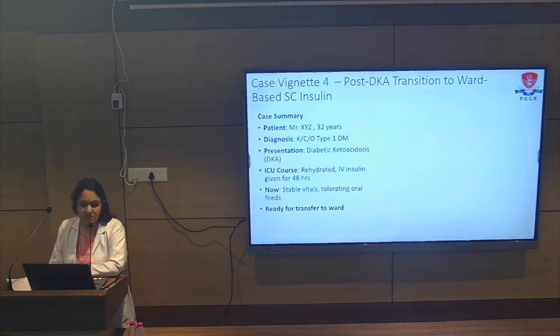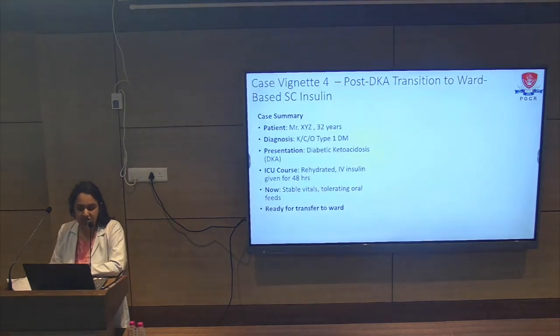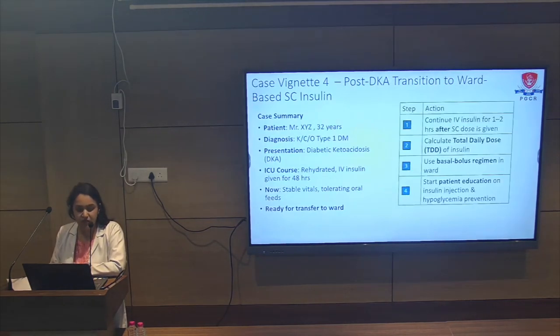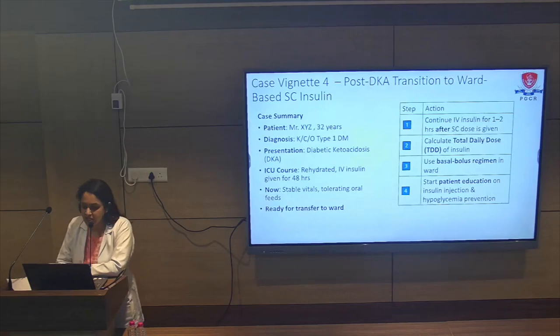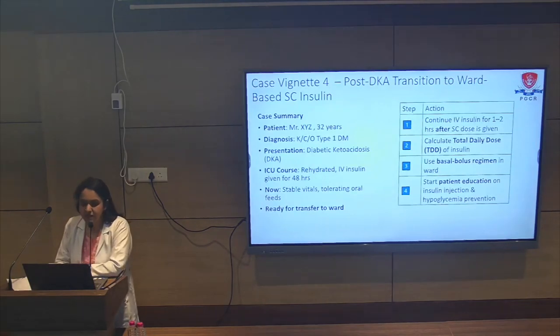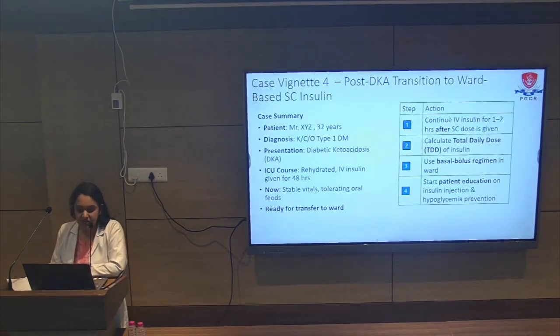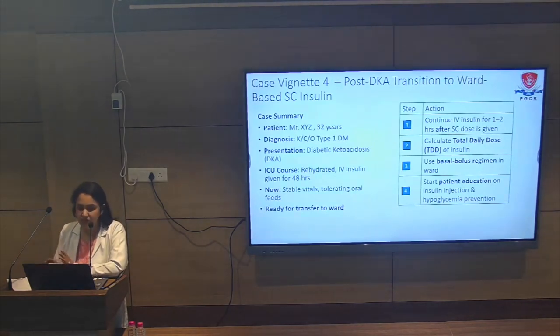The next case is of a 32-year-old male, known case of type 1 diabetes, presented in diabetic ketoacidosis. In ICU, the patient has been rehydrated and given IV insulin for 48 hours. Now the patient is vitally stable, tolerating oral feeds and ready to transfer to the ward. In this patient, we continue IV insulin for 1 to 2 hours after the subcutaneous dose is given. We always overlap the IV and subcutaneous insulin to avoid rebound ketosis.